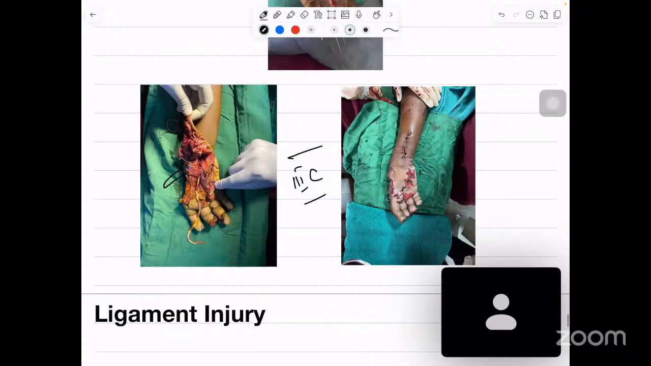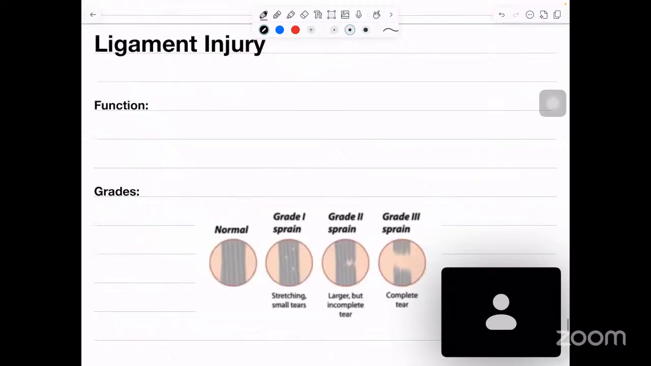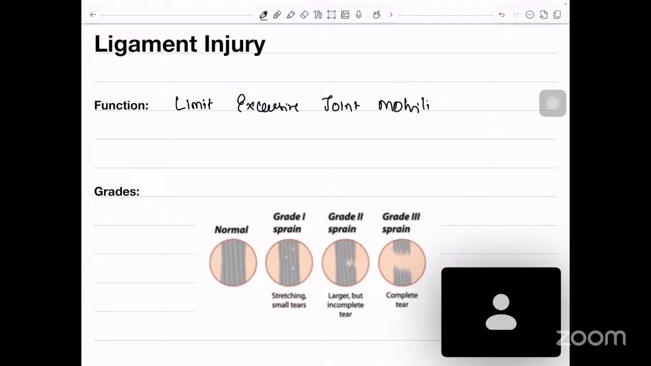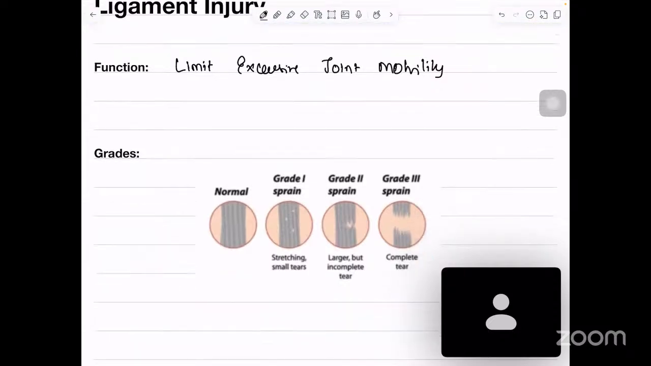Next, ligament injury. What is the function of a ligament? To limit excessive joint mobility. But when the joint is forced excessively, it is taken to one side and stretched beyond this point.